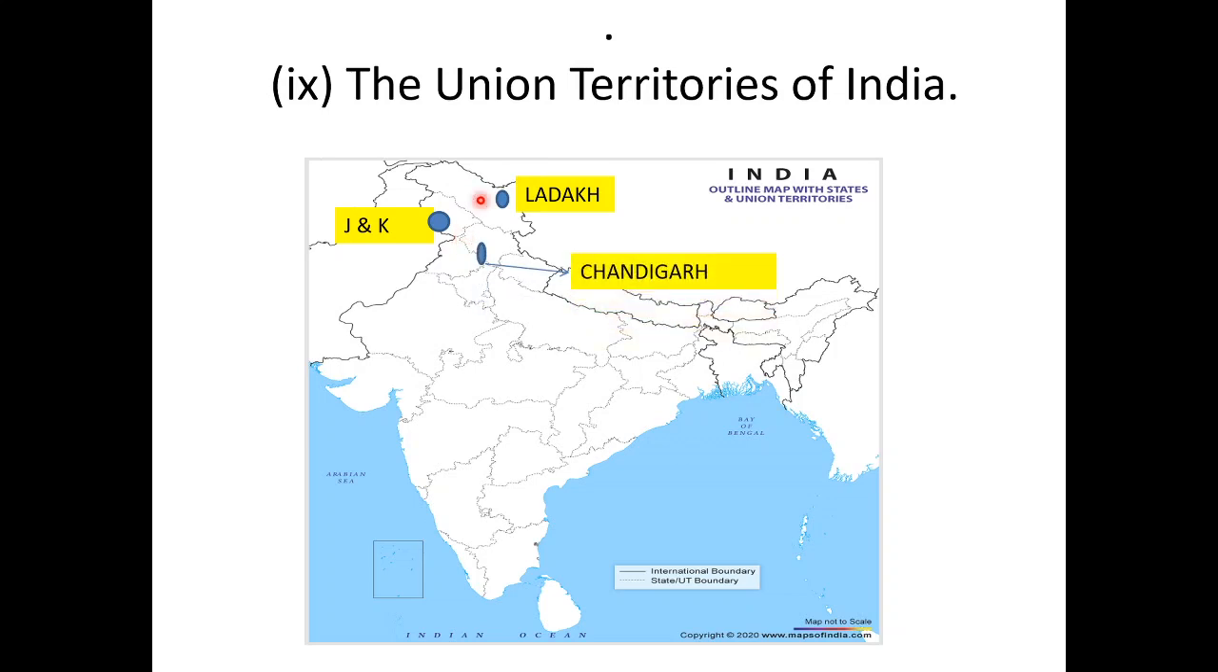After that we have Chandigarh. Chandigarh is situated on the Haryana and Punjab border, and they both have Chandigarh as their capital. So Chandigarh is also a union territory. Delhi.